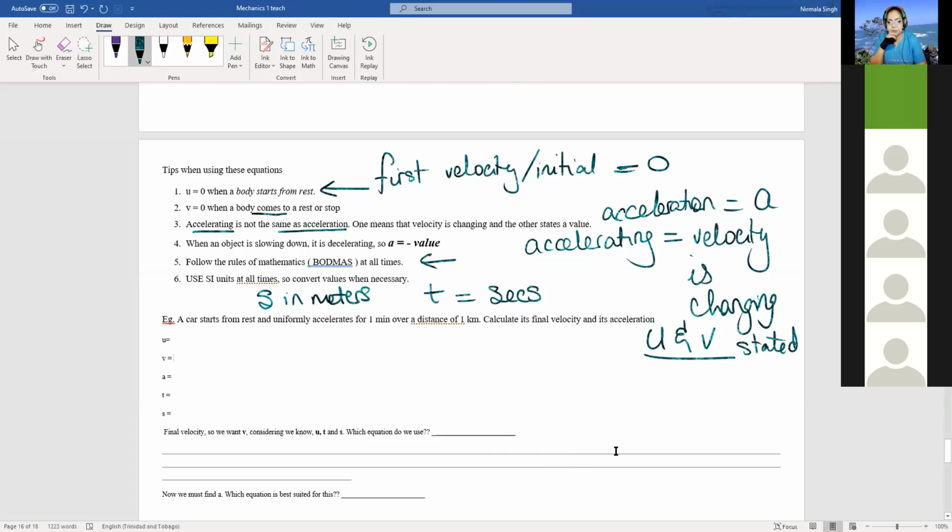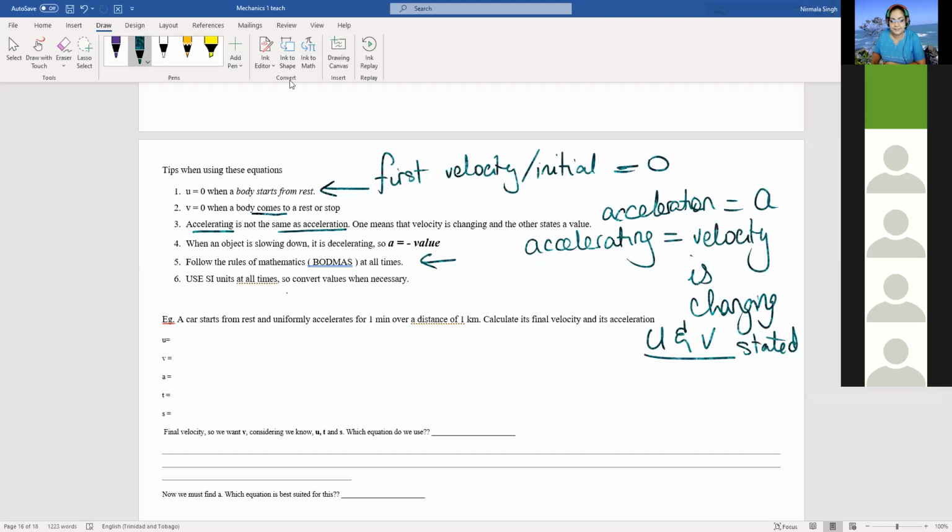Right, so example: a car starts from rest and uniformly accelerates for 1 minute over a distance of 1 kilometer. Calculate its final velocity and acceleration. Now, I see only two number values in there, and they ask us to find a whole bunch of stuff. But this question is loaded with information for us to use.